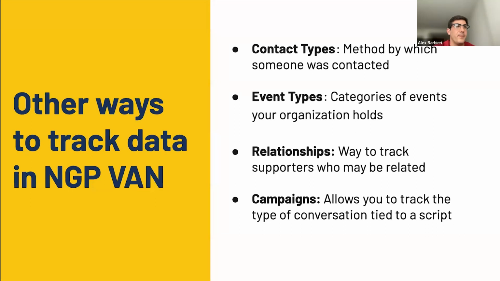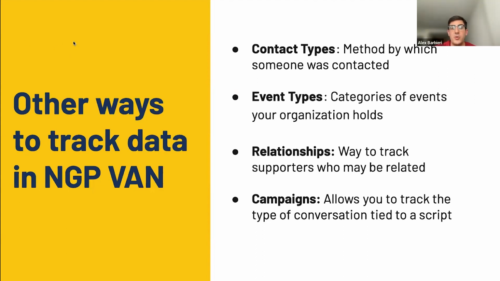So, that leads to this other piece where there's other ways to track data in NGP Van. Again, I mentioned that I think of activist codes and survey questions as the primary way to do it, but you have these other ways in which you can do it. This is just a sampling. There's many other ways that you can do this within NGP Van, but another big one is contact types.